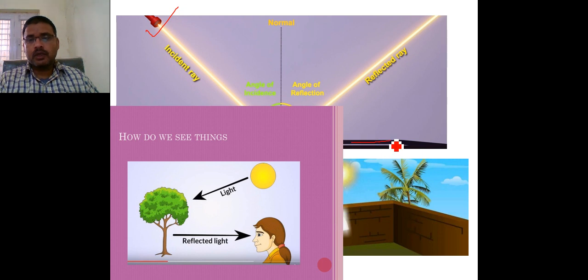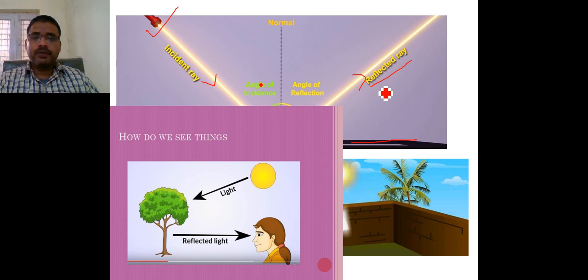Since it is a smooth surface, the light coming from the direction of the source, the incident light, strikes the surface of the mirror and bounces back in the opposite direction, and this is known as the reflected rays. The coming rays are basically the incident rays, and the bounced back rays are called the reflected rays.